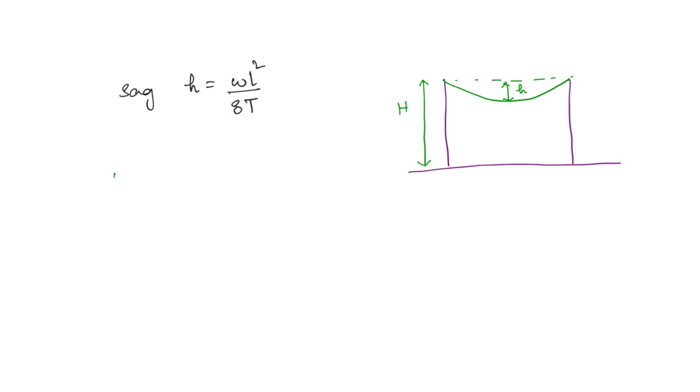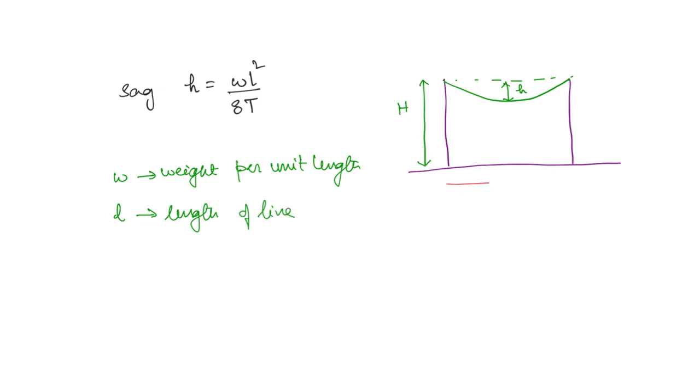Here W is the weight per unit length of the line and L is the length of the transmission line. More appropriately, it is the distance between the two supports, okay. So this is L. Next, T is the tension that is experienced by every point on the transmission line. It is going to be equal at every point.